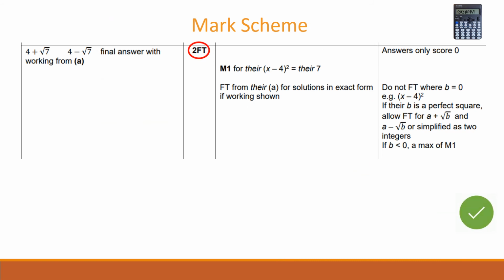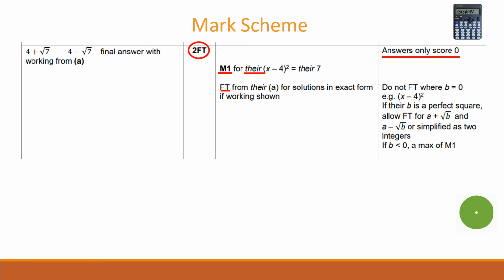The mark scheme shows there are two FT marks. FT means follow through marks. M1 is for getting to the stage of x minus 4 all squared equals 7. Now the word 'their' means using the answer you got to part A. So if you got part A wrong and you used your answer, then you will still get a method mark. And the mark scheme says you get 0 if you only put down the answer.